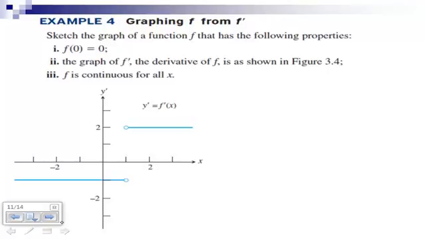Here's the graph of f prime. And here are some other things I want you to incorporate in your graph. f of 0 is equal to 0. The graph of f prime is the derivative of f. And f is continuous for all x. Can you please draw for me what f looks like, given that I've just given you the derivative function? Okay, work on it with your partners. Go.